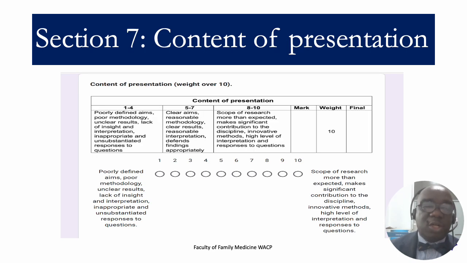You also score the content of the presentation. In terms of content, you'll be looking at whether there are poorly defined aims, methodology, unclear results, and lack of insight and interpretation, or whether the content is very clear. In this case, because it's about research and it's a journal critique, we've brought out the rubric to indicate what is poor, what is excellent, and what is acceptable.